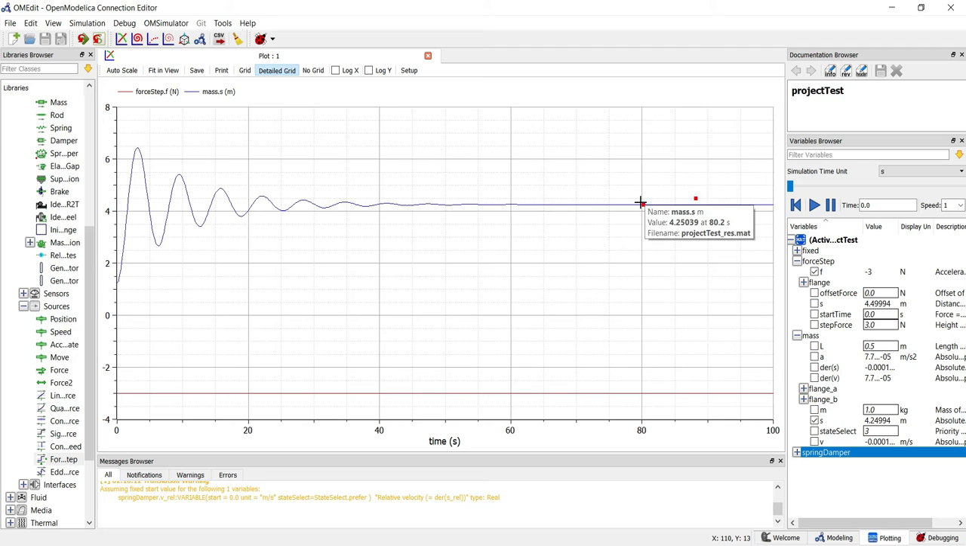The mass was pulled to the right, following the force direction, before retracting to the left due to the damping force and to the right again due to the spring force. The oscillation occurs for a while and the mass stops moving when the system reaches steady state after around 80 seconds. The position of the right side of the mass is recorded to be 4.25 meters.